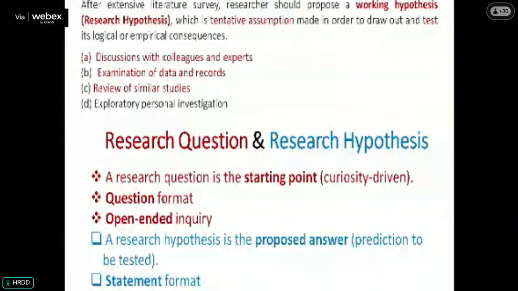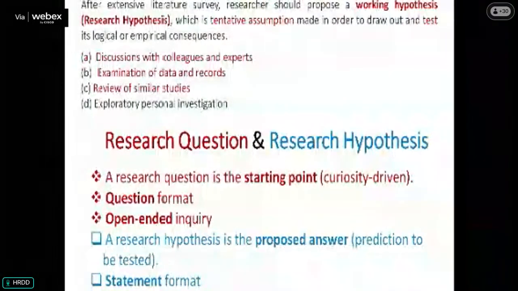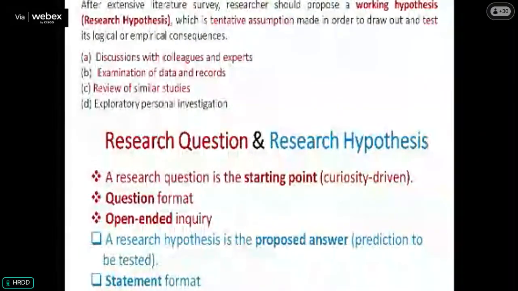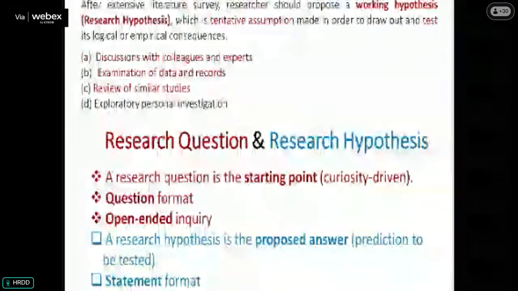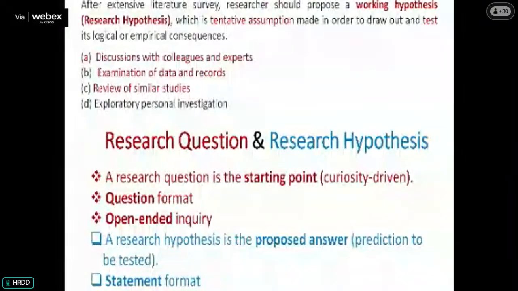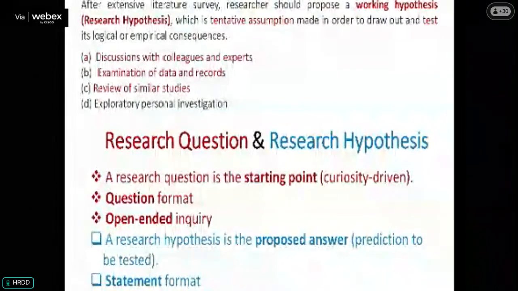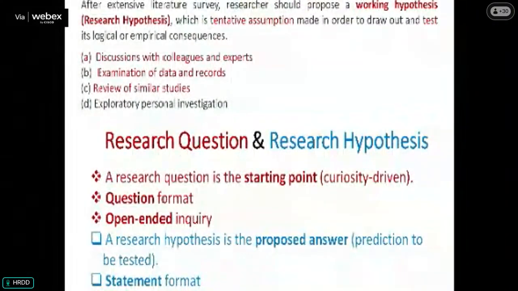After an extensive literature survey, researchers should propose a working hypothesis. That is a research hypothesis, which is a tentative assumption made in order to draw out and test its logical and empirical consequences. How will we do that? Again, a similar thing: discussion with colleagues and experts, examination of the data and records which are present, review of similar studies, and exploratory personal investigation depending upon the research type.